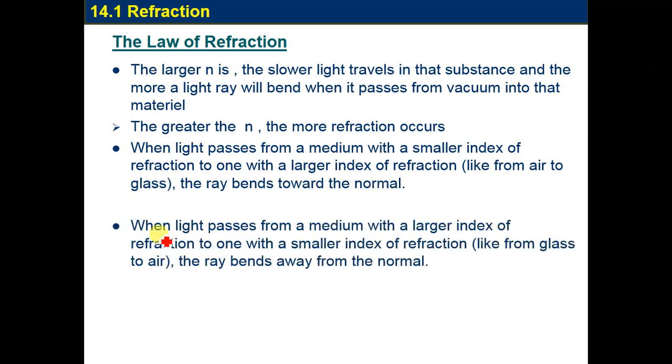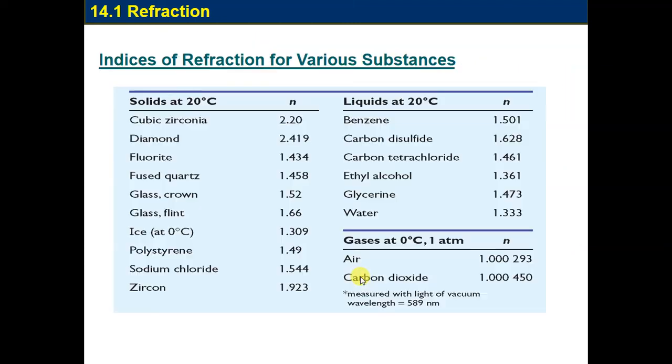Okay? When light passes from a medium with large index of refraction to the one which has small index of refraction, small n, so from great N to small n, so we are entering a medium which is less dense than the first. Okay, so the light will speed up. So how will it bend?